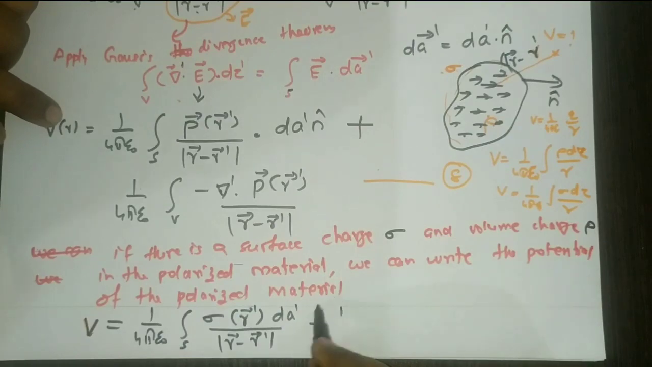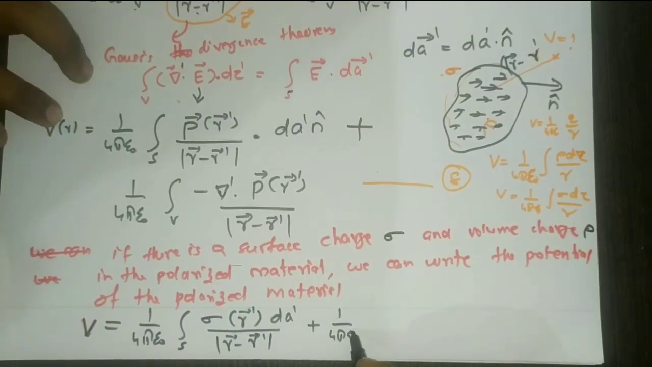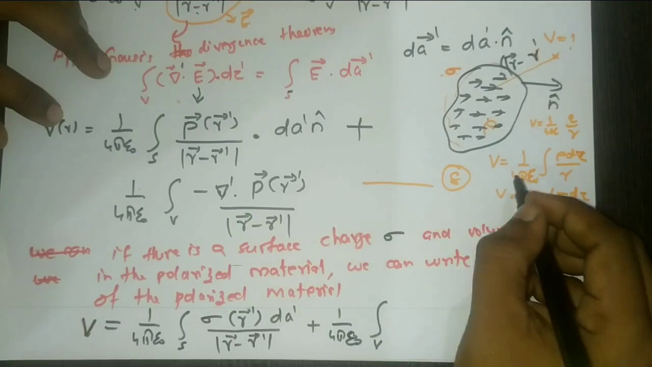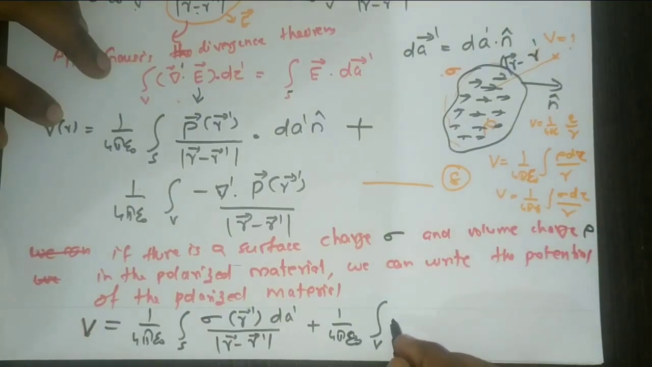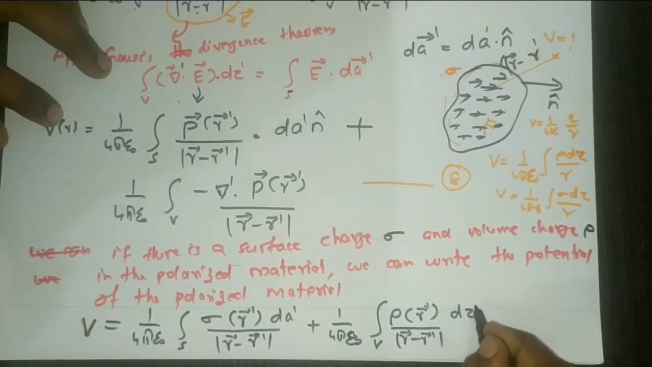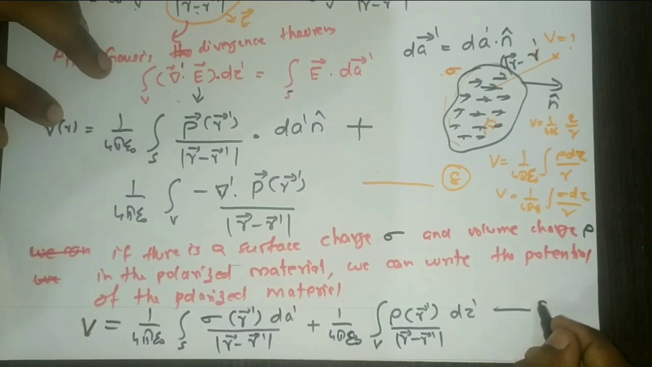It is 1 by 4 pi epsilon 0 integration over the volume of rho, primed coordinates, by r minus r prime. This is d tau prime. Let us say this is equation number 9.